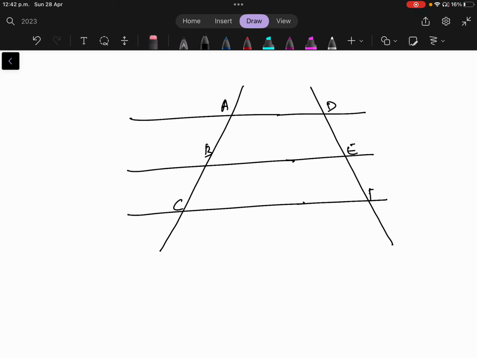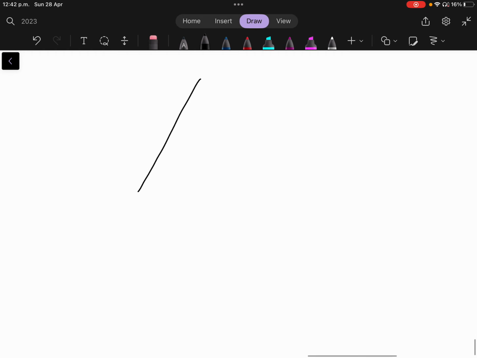Okay, so here if I name this as A, B and C, and this is D, E and F, if I say that AB is equal to BC, okay, you can say that DE is equal to EF. Okay, this is something which you can say.